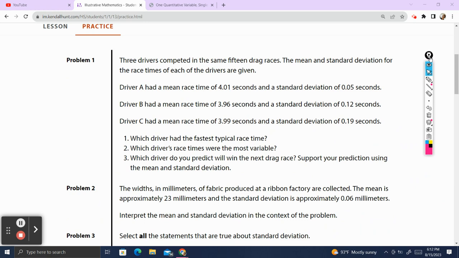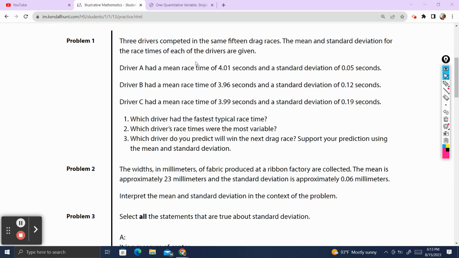Problem 1. 3 drivers competed in the same 15 drag races. The mean and standard deviation for the race times of each of the drivers are given. Driver A has a mean race time of 4.01 seconds and a standard deviation of 0.05 seconds. Driver B has a mean race time of 3.96 seconds and a standard deviation of 0.12 seconds. Driver C has a mean race time of 3.99 seconds and a standard deviation of 0.019 seconds.